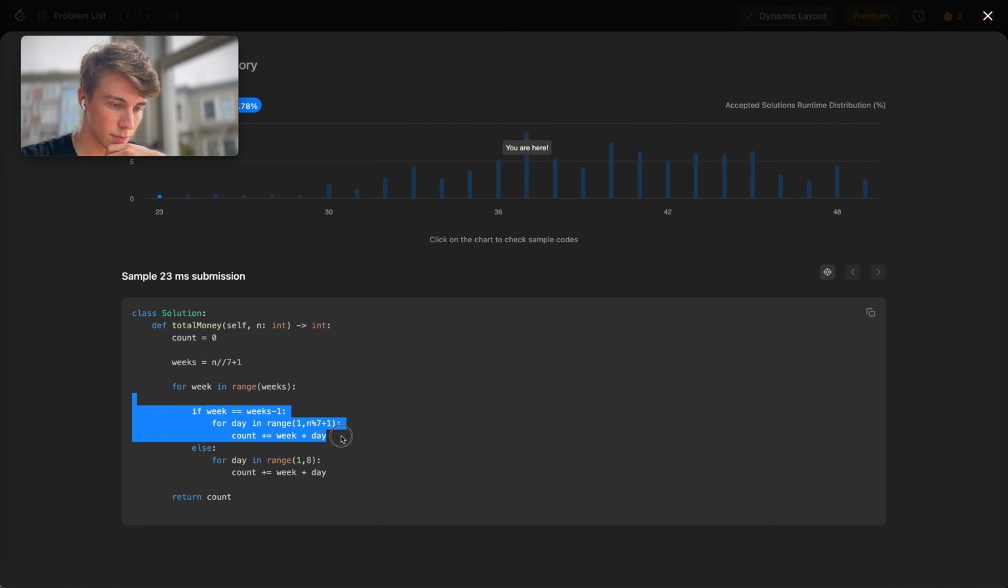so I see what they're doing here. They're going through and iterating through all the days that actually accumulate. But how is that faster? How is that faster? Because we're doing it mathematically. They're doing it through an iteration. They're saying that for all the full weeks that there are, which they're claiming is in weeks, it's going to be week, go through 1 to n modulo 7 plus 1.